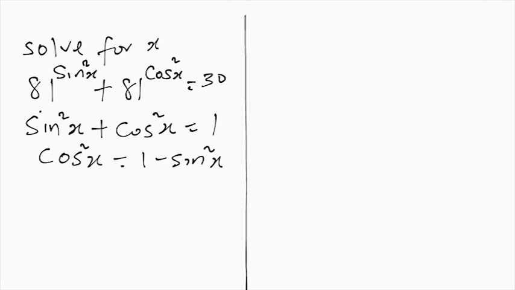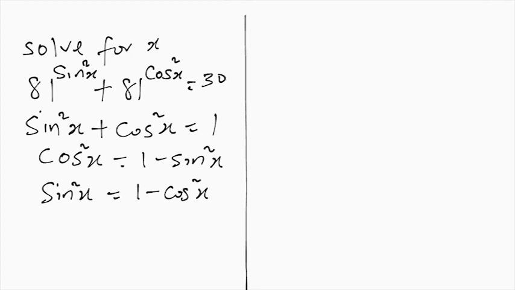And also, somebody might decide to use sine square x instead, which equals 1 minus cos square x. So whichever one you decide to use, it's fine, you still arrive at your answer. But in my own case, I would like to go for the second one. So anywhere you see sine square x, I'll replace it with 1 minus cos square x.